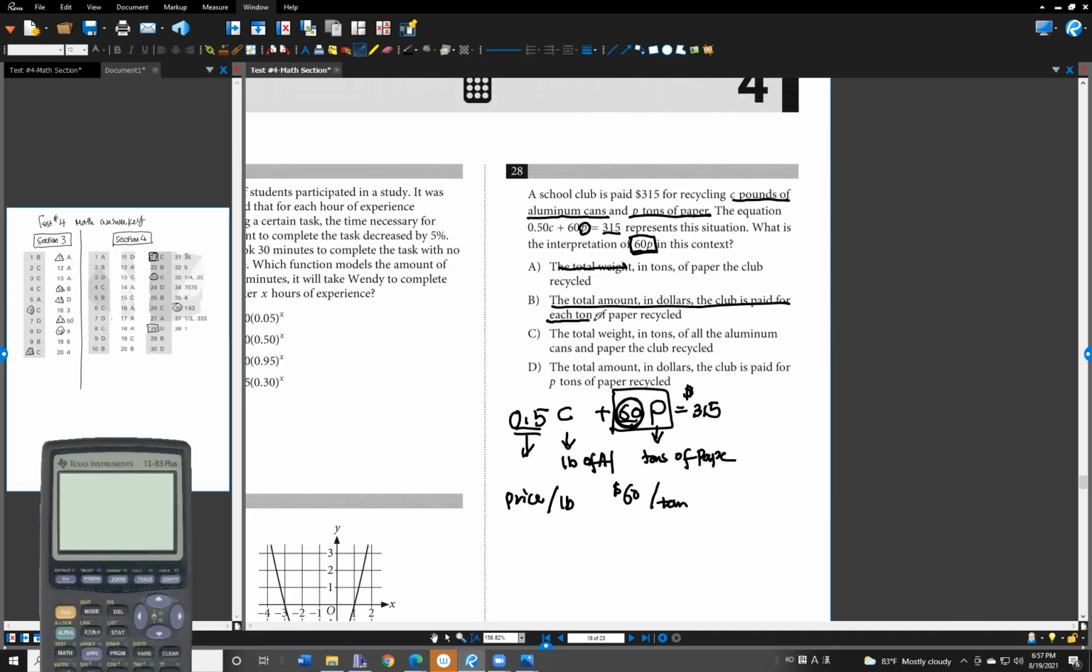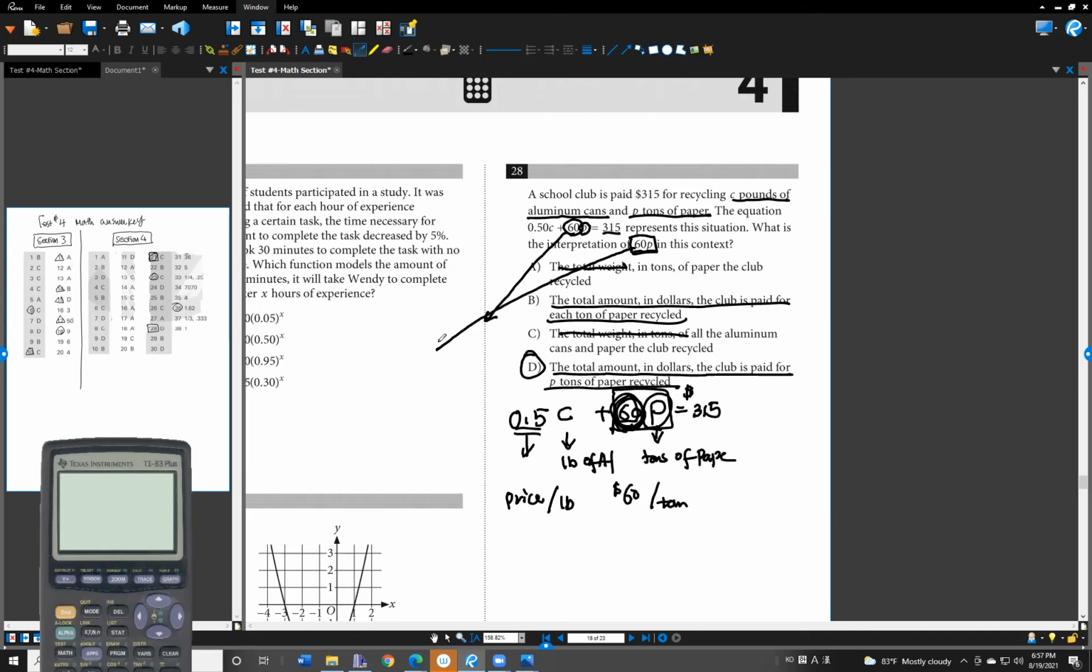Paid for each ton. No, each ton is what? This one. Okay, that is not the total amount. Total weight, no. So that's another one over here. Total amount in dollars the club is paid for P tons of paper. Yeah, P tons of paper. Each ton is what? $60. Okay, yeah, choice D, isn't it so.